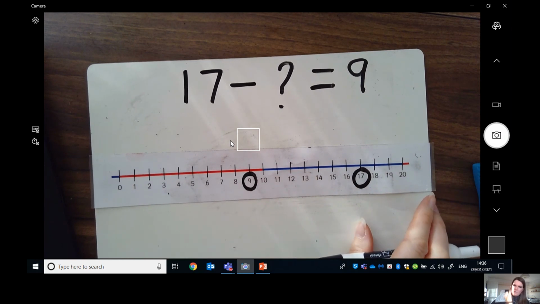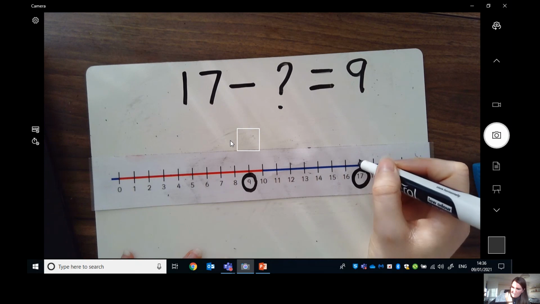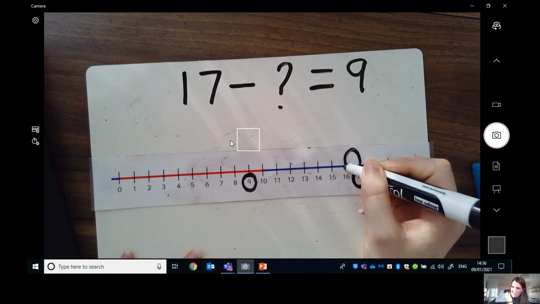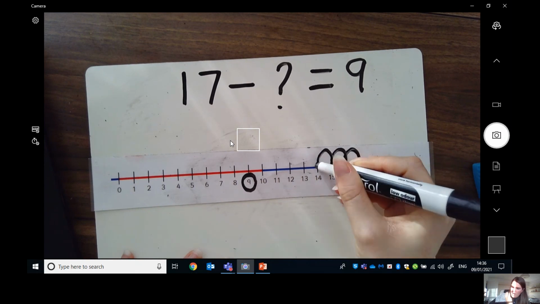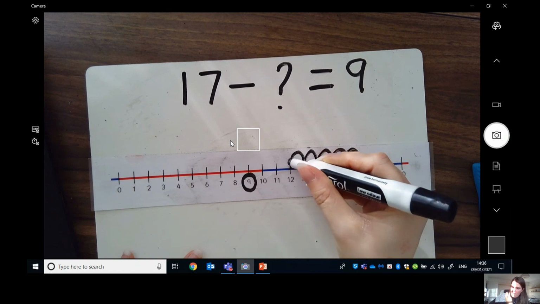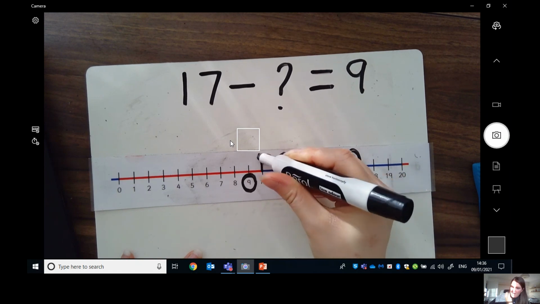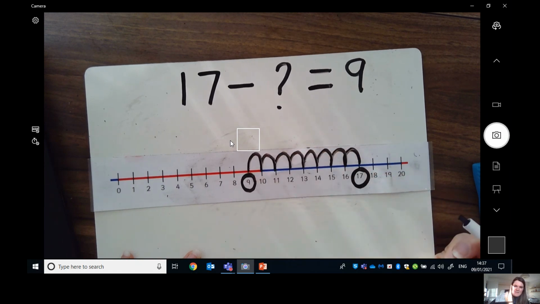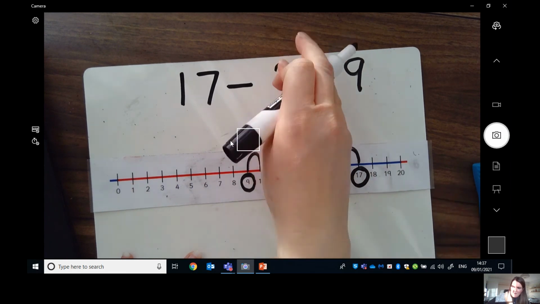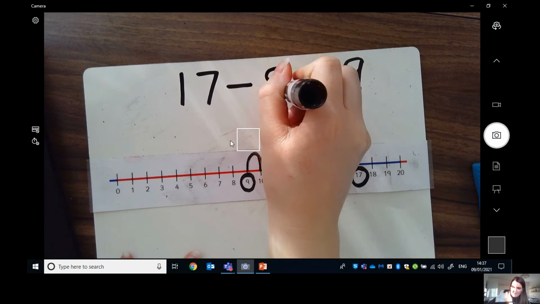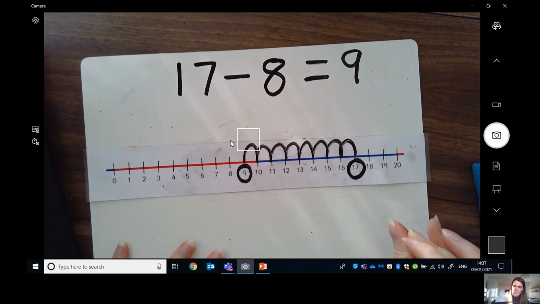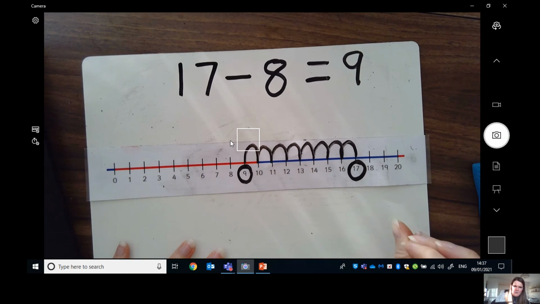Now I can make my jumps. Fantastic. We're going to count the jumps together. Are you ready? 1, 2, 3, 4, 5, 6, 7, 8. How many jumps did I make? 8. 17 minus 8 is 9. 8 cars left the car park.